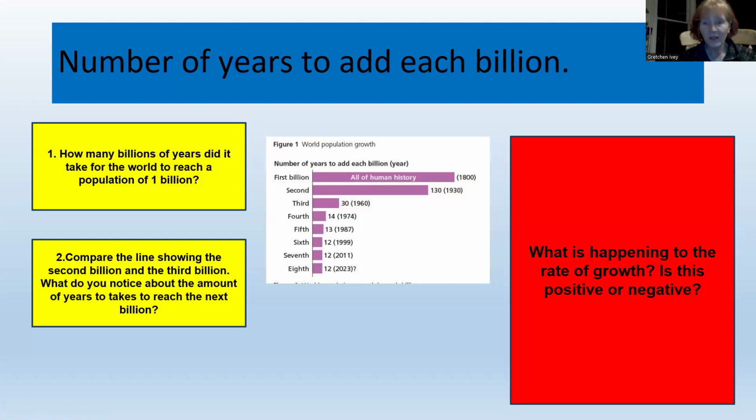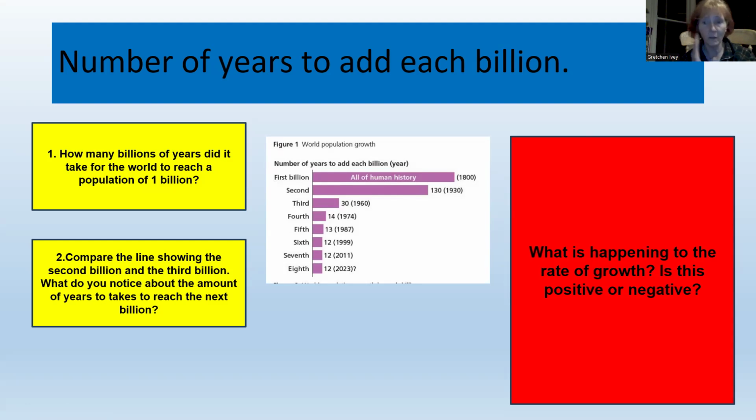So if we look at this graph, this is actually from the text as well, the number of years to add a billion. So again, the first billion took all of human history up to the year 1800 to hit 1 billion. But the second billion came at a much more rapid pace. 130 years later, we were at 2 billion. Now, the third billion came by 1960, so that only took 30 years from 2 billion to 3 billion. 3 billion to 4 billion, even fewer, 14 years. 4 billion to 5 billion, 13 years. And subsequently, we are adding a billion to the world population about every 12 years.